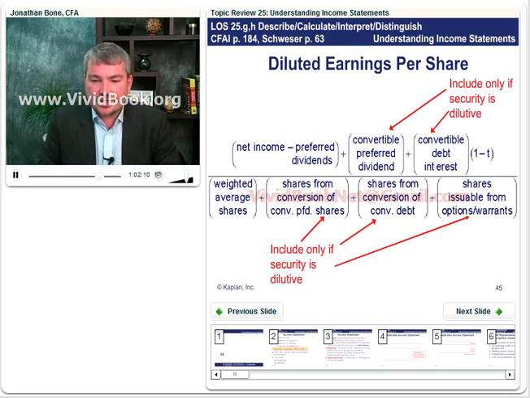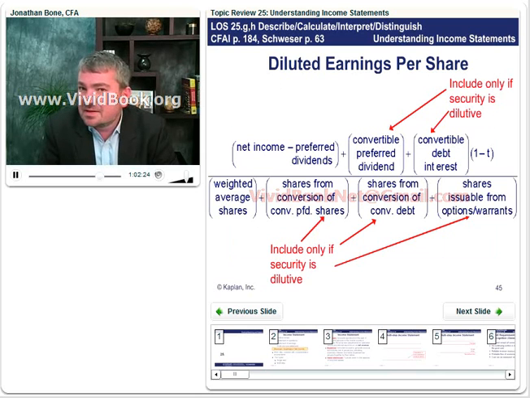Okay, let's turn our attention now to computing diluted earnings per share. We've got an overview slide, but then we're going to break each one of these down in turn. So notice we've got net income minus preferred dividends. Now, of course, if you've got convertible preferred stock, if that's converted into common stock, you would save the convertible preferred dividend. So we need to add that back on our numerator, but we need to include the increase in the common stock if it was converted. So the shares from the conversion of the convertible preferred stock would be included on the denominator. Remember, we only include these if they're dilutive, i.e. they would cause EPS to fall.